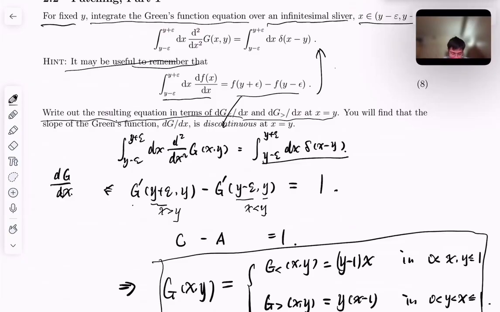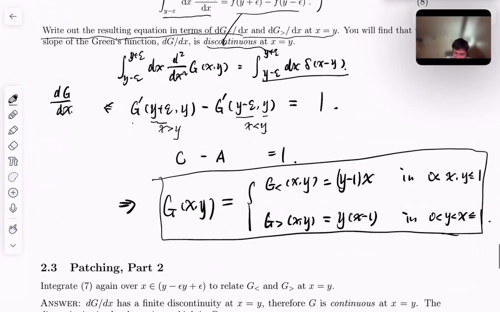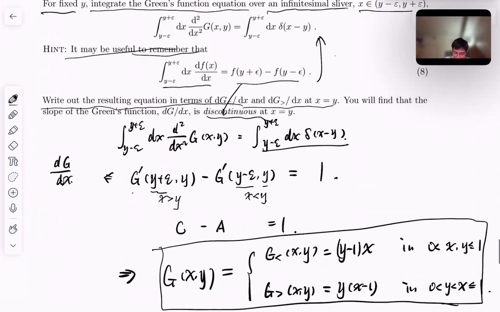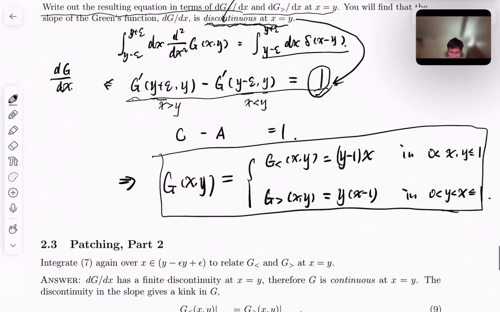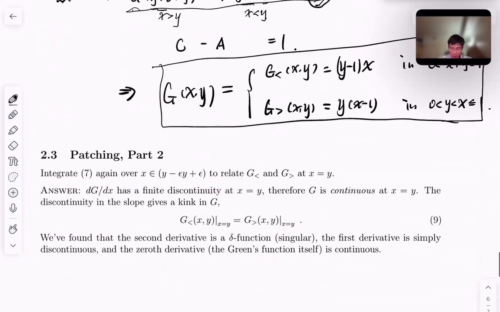You will find that the slope is continuous, so we can get that. Yes, this is the slope, and this one is discontinuous at x equals y, it is 1. This is discontinuous.